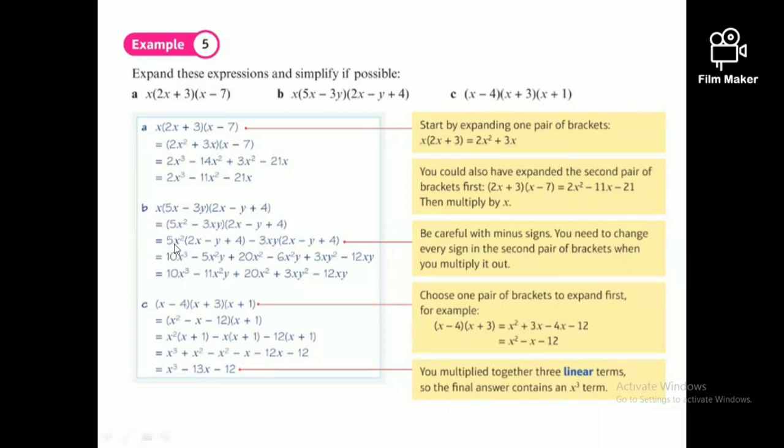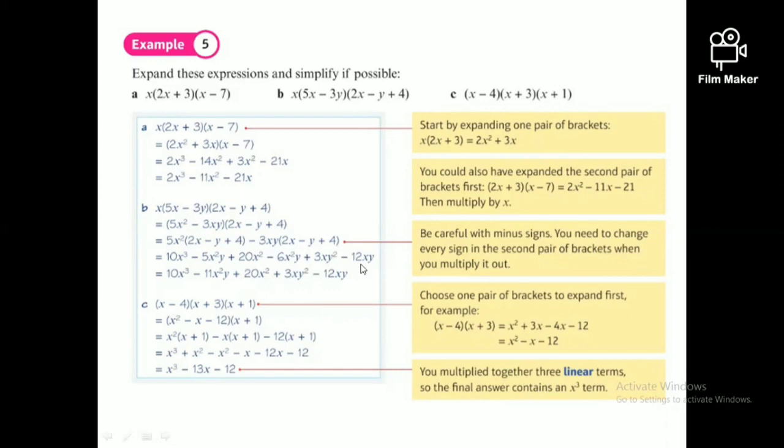Then let's try to multiply. 5x squared into 2x is 5 into 2 is 10, x squared into x is x cubed. 5x squared into minus y is minus 5x squared y. 5x squared into 4 is 20x squared. Then minus 3xy into 2x. Minus 3 into 2 is minus 6, x into x is x squared y. Minus 3xy into minus y is minus 3xy squared. Sorry, minus minus turns up to plus. This is a common mistake. It should be minus minus turns up to plus. Minus 3xy into plus 4 is minus 12xy.